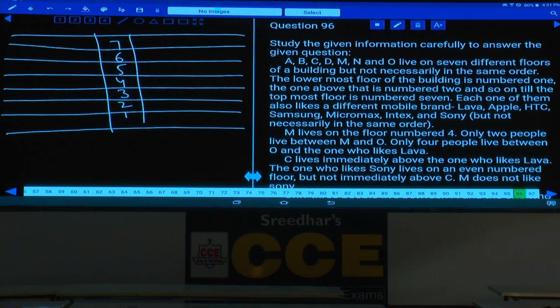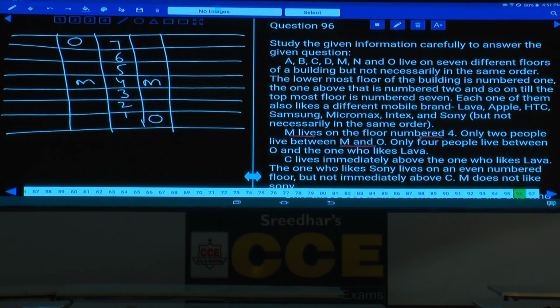Then condition number 1, M lives on floor number 4. Now, M is on floor number 4, then what is the other information here? Only 2 people live between M and O. As only 2 people live between M and O, then what are the possibilities we have? O can be here, that is one possibility. And what is the second possibility? Only 2 people between M and O, O can be here. This is the second possibility.